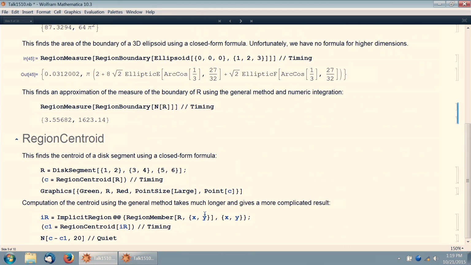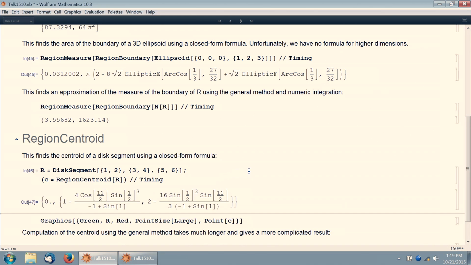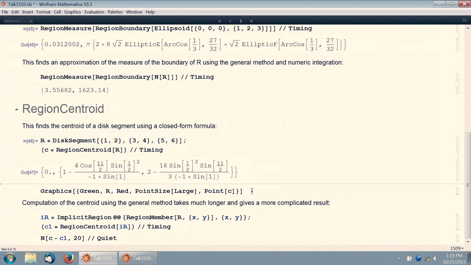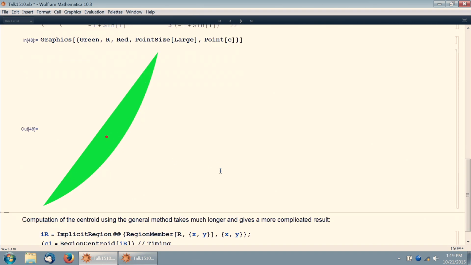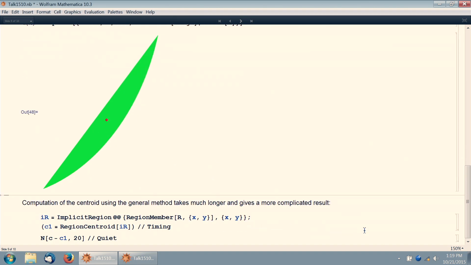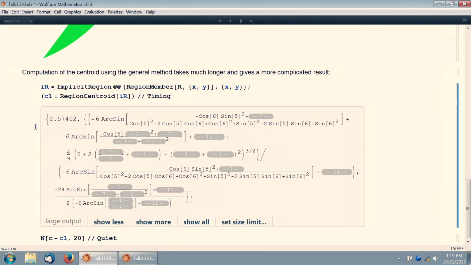Here are some centroid examples. So we have disk segments, again, zero time computation of the centroid, because we have a formula for it. Here's what it looks like, the disk segment and the centroid. And using general methods, if we compute the same centroid, it takes 2 seconds and returns something really large, because it's 2 integrations divided, so that's complicated.